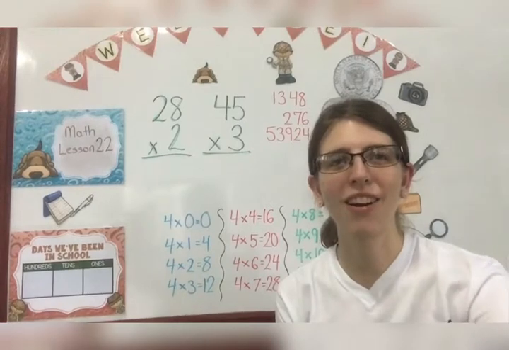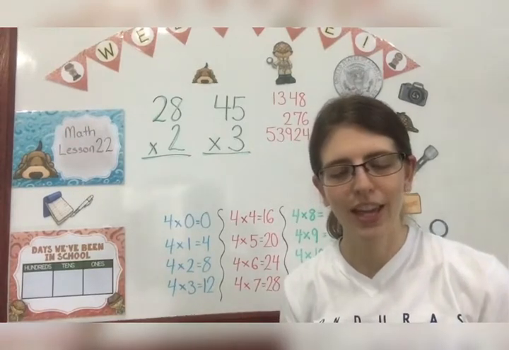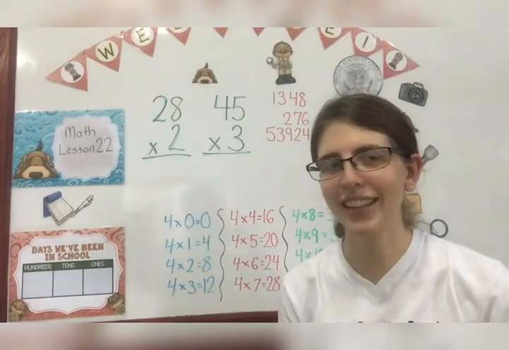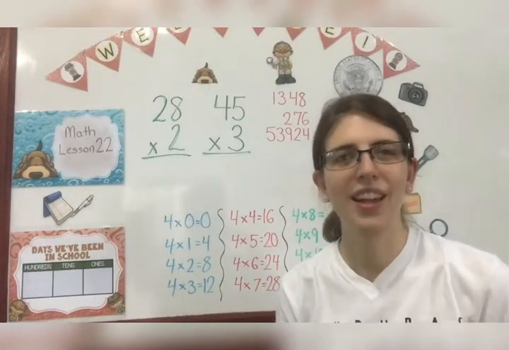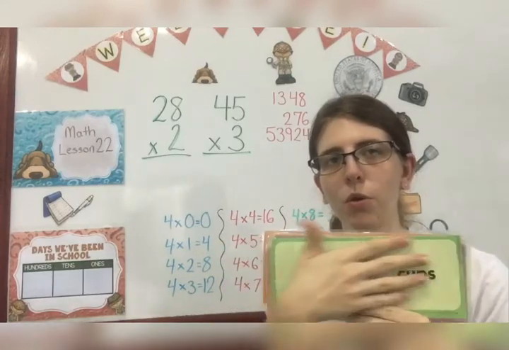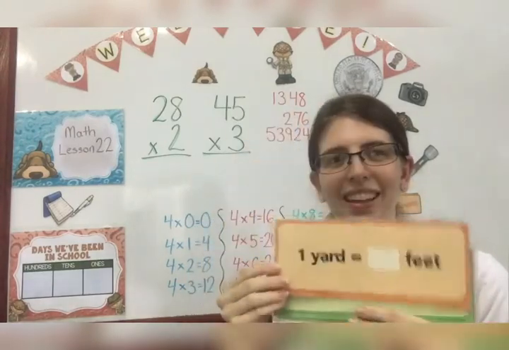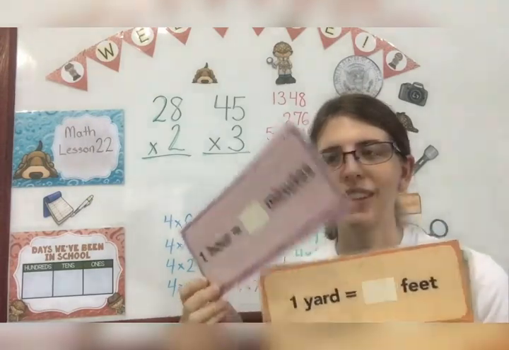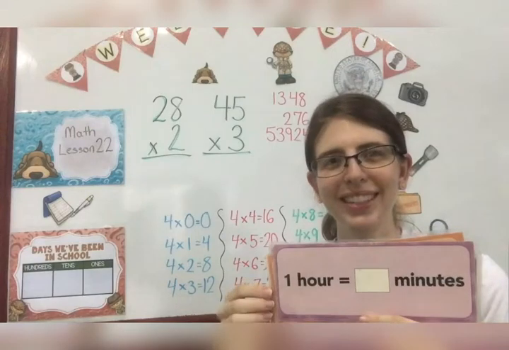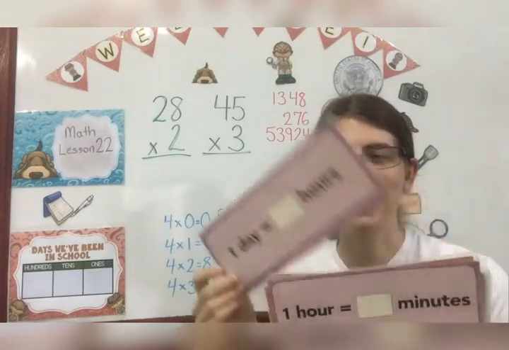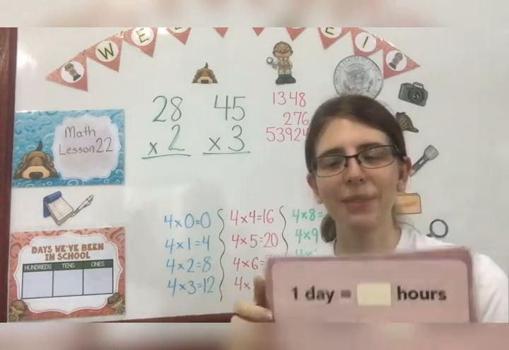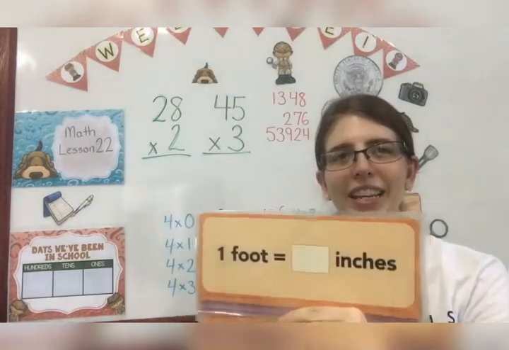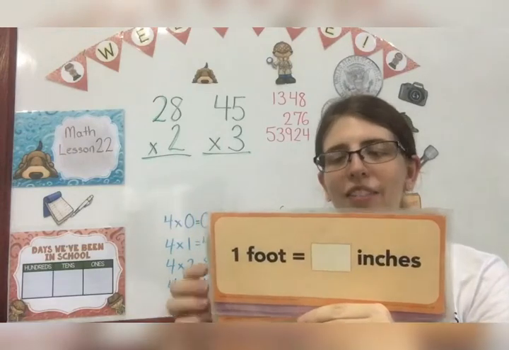Ready? We're going to start off with our measures again today. I'm going to shuffle them up so that they're a little different from your last time seeing these. Okay. Don't look at this one. 1 yard equals 3 feet. 1 hour equals 60 seconds. 1 day equals 24 hours. 1 foot equals 12 inches.